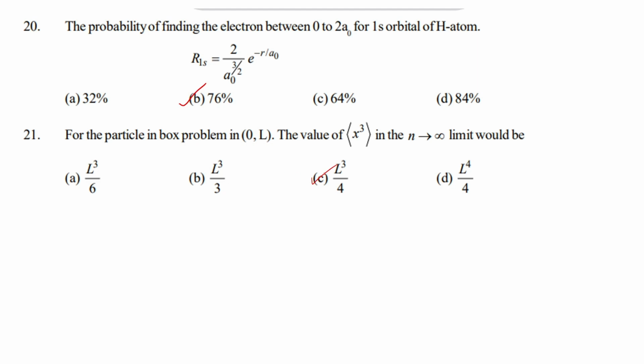Here you just need to get the value of x cubed, which means do the integration. Take psi to be root over 2 by L sine n pi x by L, so that you don't have to normalize it. And the denominator portion you don't have to do, only the numerator, and just put n to infinity. Then you are going to get some value.